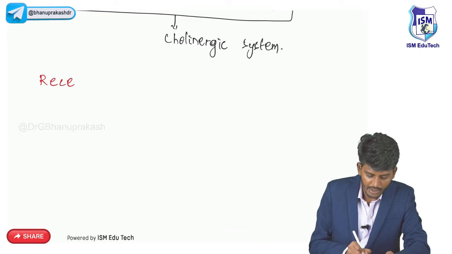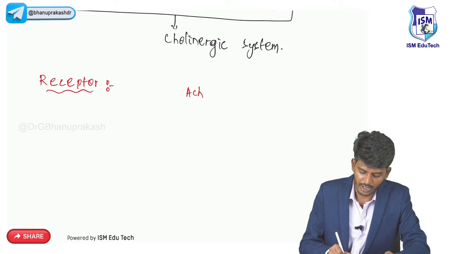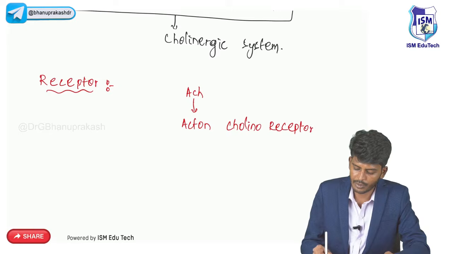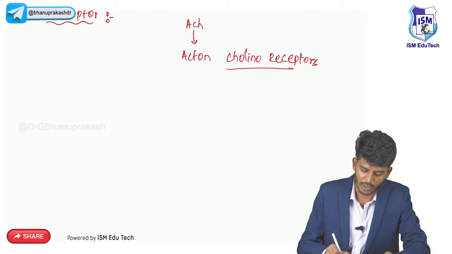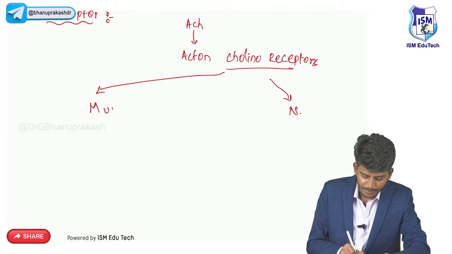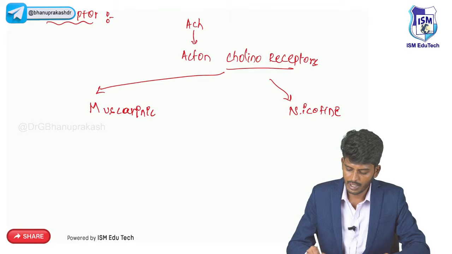Wherever acetylcholine is present, we require a cholinoreceptor. Listen to me very carefully: the receptors on which acetylcholine acts are called cholinoreceptors. These cholinoreceptors are divided into two types: M cholinoreceptor and N cholinoreceptor. M cholinoreceptors are called muscarinic receptors. N cholinoreceptors are called nicotinic receptors.